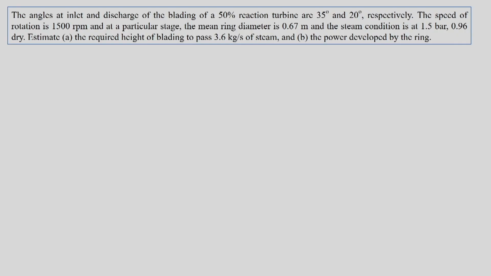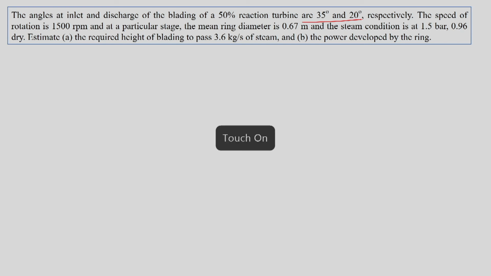We will move ahead to the next example, which states that the angles at inlet and discharge of the blading of a 50% reaction turbine are 35 degree and 20 degree respectively. The speed of rotation is 1500 rpm, and at a particular stage the mean ring diameter is given as 0.67 meter. The steam condition is 1.5 bar, 0.96 dry. Estimate the required height of the blading to pass 3.6 kg per second of steam and the power developed by the ring.